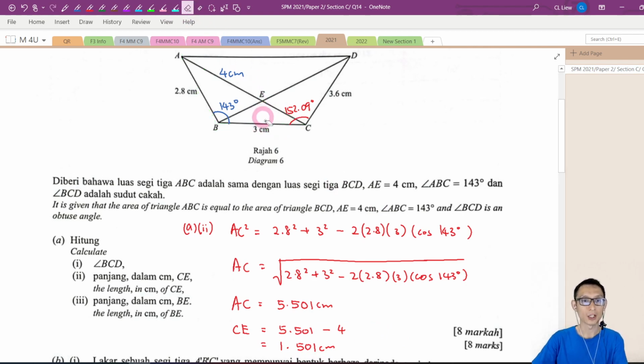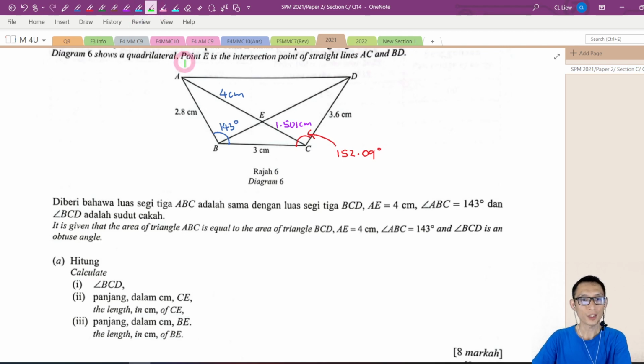Let me label on the diagram. So here, 1.501 centimeter. This is the answer for part 2. Now let's proceed to part 3. We want to find the length of BE.